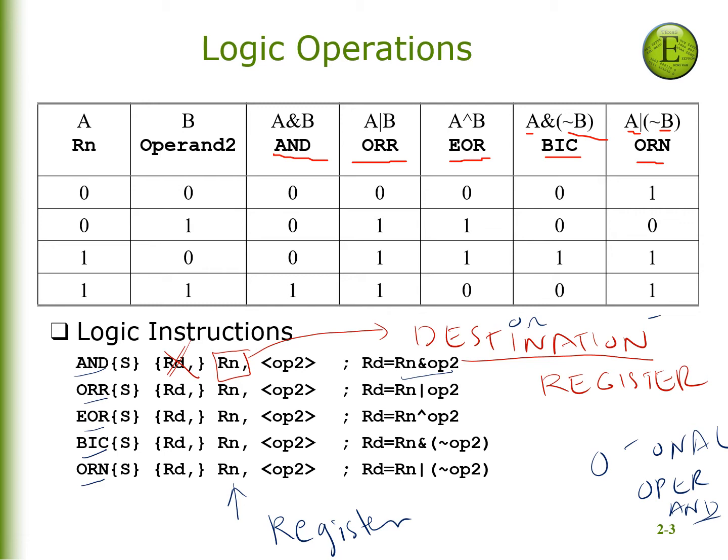Now remember, the registers are 32 bits long in the microcontroller, unless you are running in the thumb mode, which will be described in the next lecture or sometime in the future.